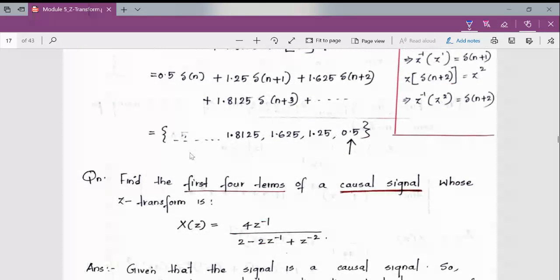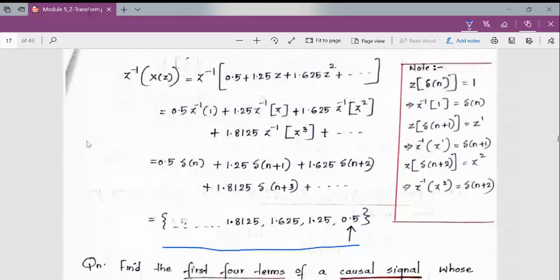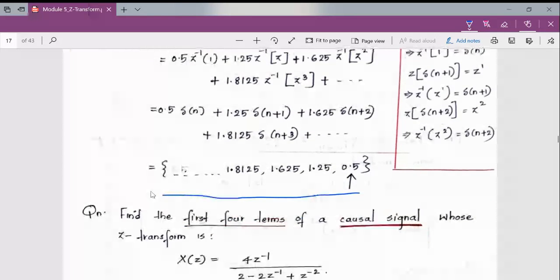So like that we have to take the inverse. Since the signal is anticausal, our origin will be at the extreme right end. Then we have to represent the inverse coefficients of x of n like this. So this is how we have to find the inverse z transform using the long division method.